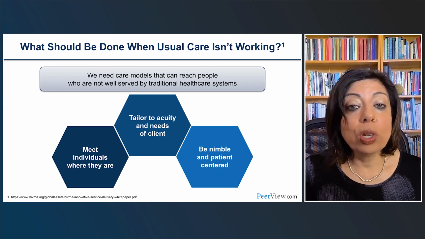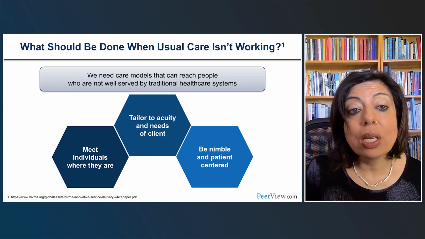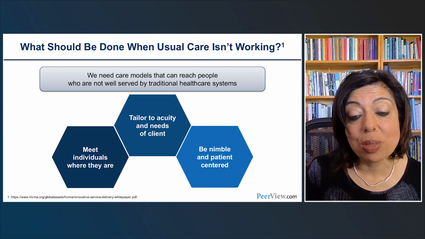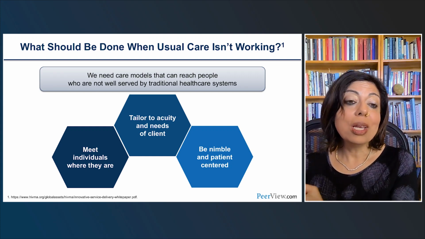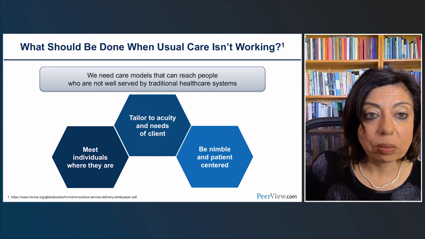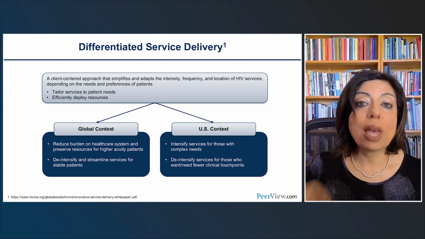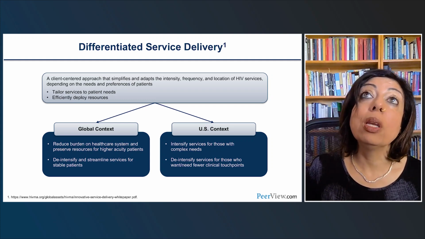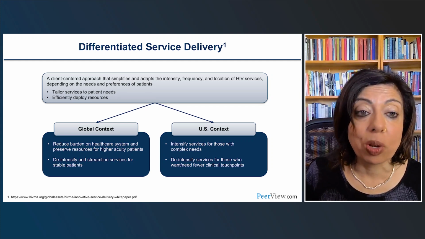So what do we do when usual care isn't working? We really need care models that can reach patients who are not well served by traditional healthcare systems. We have to meet individuals where they are, tailor to their acuity and the needs of clients, and be nimble and patient-centered. So what does that mean? What does that mean about being nimble, patient-centered, and meeting people where they are?